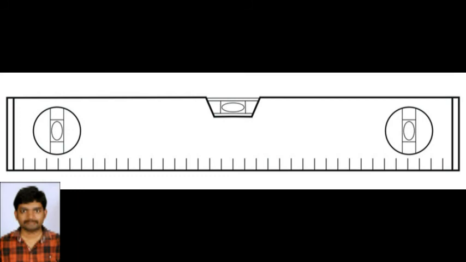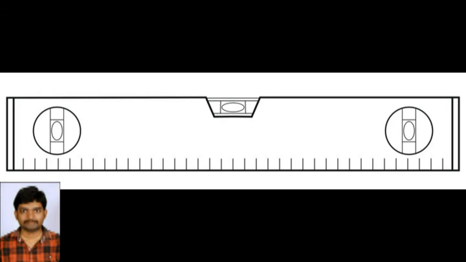So this air bubble always tries to remain at the topmost point. So if the base is perfectly horizontal, then the bubble will be at the center of the scale. And if the spirit level is tilted, then it tries to occupy the topmost point. It always tries to remain at the highest point of the tube. These spirit levels are used for leveling the machine tools, and they are also used to check the straightness of the surfaces.